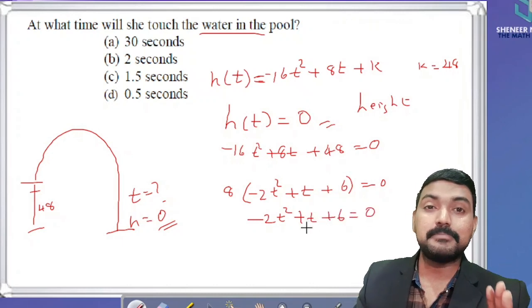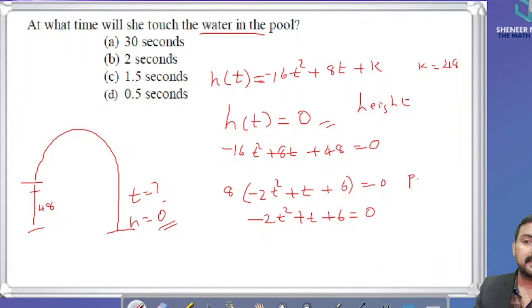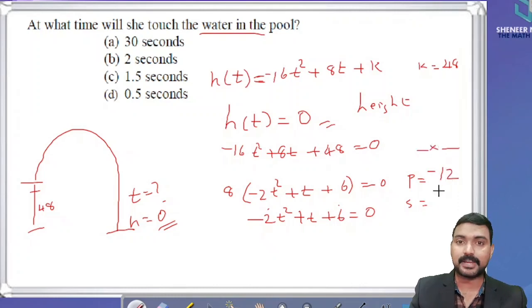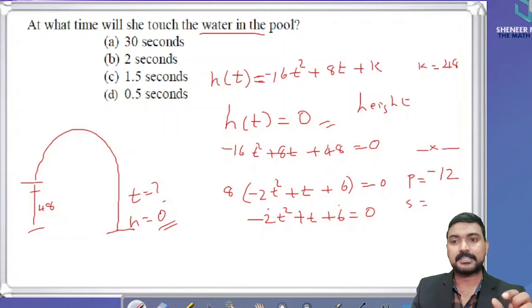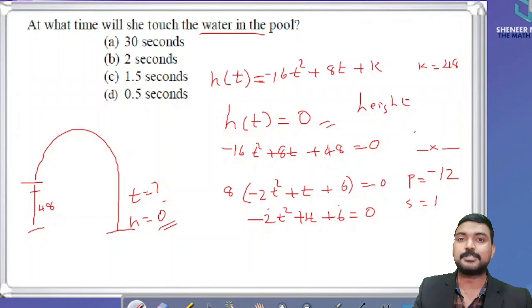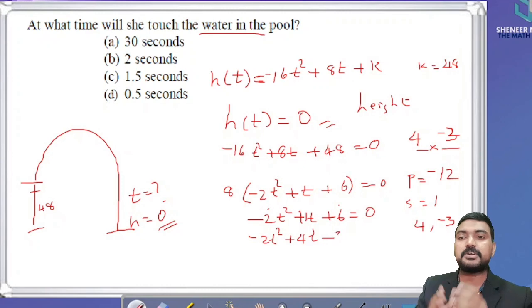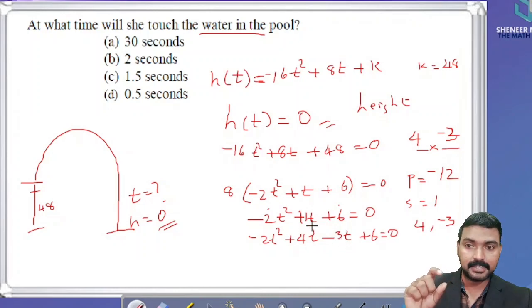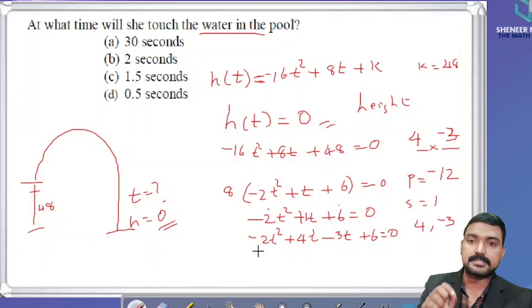Now we can use the middle term splitting method for factorizing this. Here the leading coefficient is minus 2 and the constant is 6. So minus 2 into 6 is minus 12, that is the product of two numbers, pairs of factors. So minus 12 is the product and the middle term is t, which has the coefficient 1. So the sum is 1. Such two numbers are 4 and minus 3. 4 into minus 3 is minus 12 and 4 plus minus 3 is 1. So the middle term t can be split as 4t minus 3t. So our new equation will become minus 2t square plus 4t minus 3t plus 6 is equal to 0.